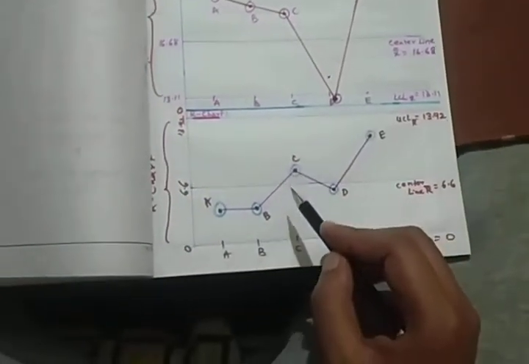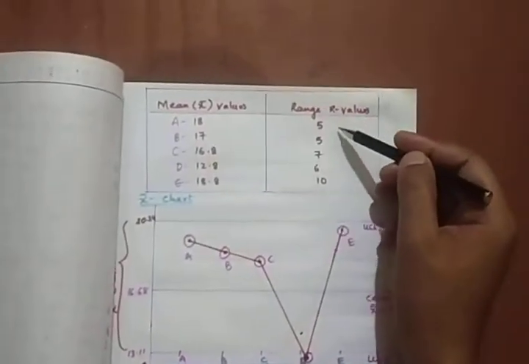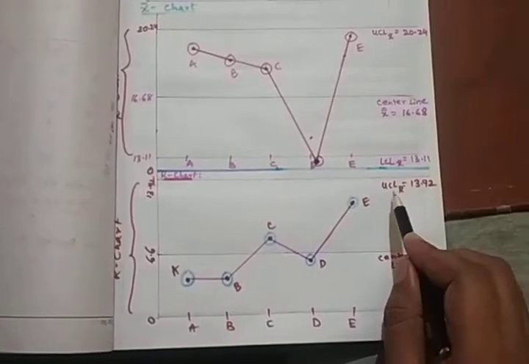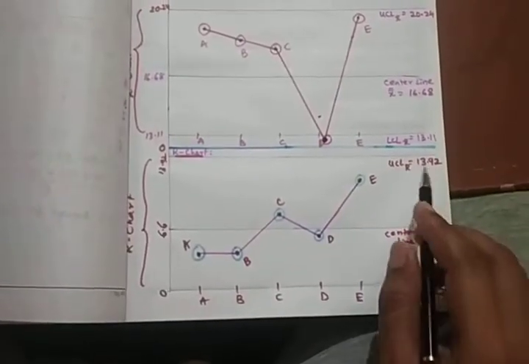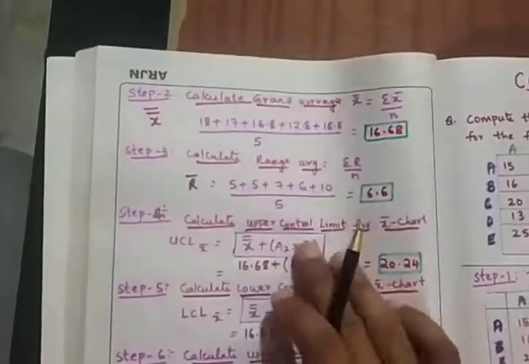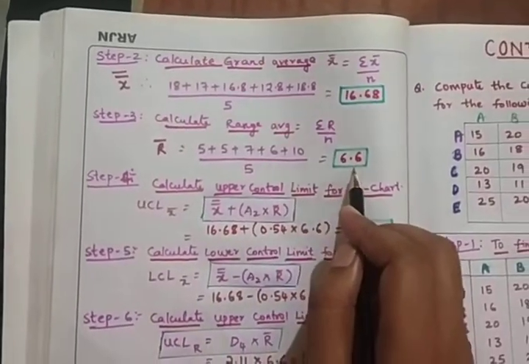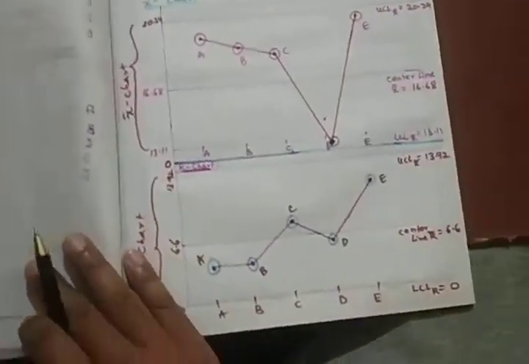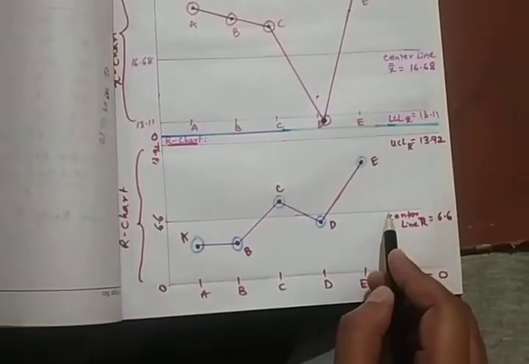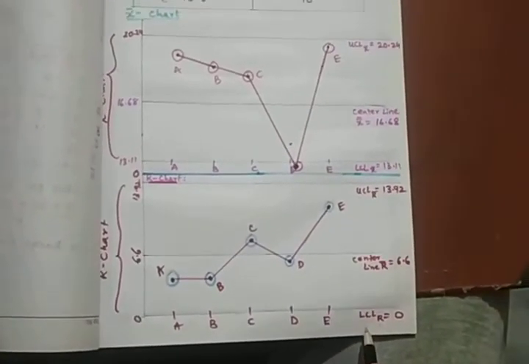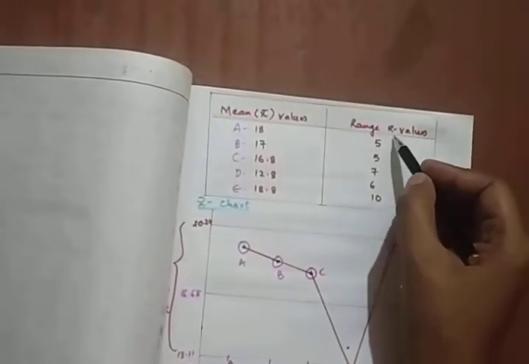Similarly for the R chart, you need to plot the graph for the range values. The same thing, you will have an LCL and a UCL, upper control limit. We have obtained the values of UCL and LCL for the R chart. For plotting the R chart, the center line will be the average of ranges, which you got as 6.6. Above that you will have the upper control limit, below that the lower control limit. The same thing we are going to do here for all the range values.